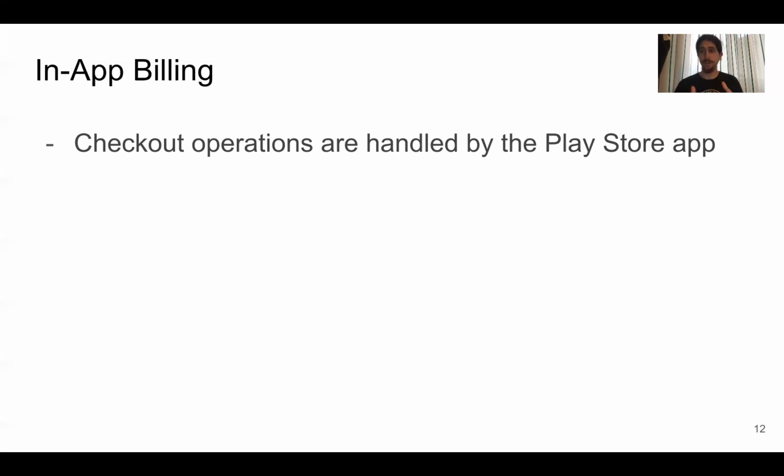So the friction for the user is very low. There is a pop-up that is always the same from the Play Store. Hey, you want to buy X? Press a button and you're done. Okay. There is no other information that is requested from the user.